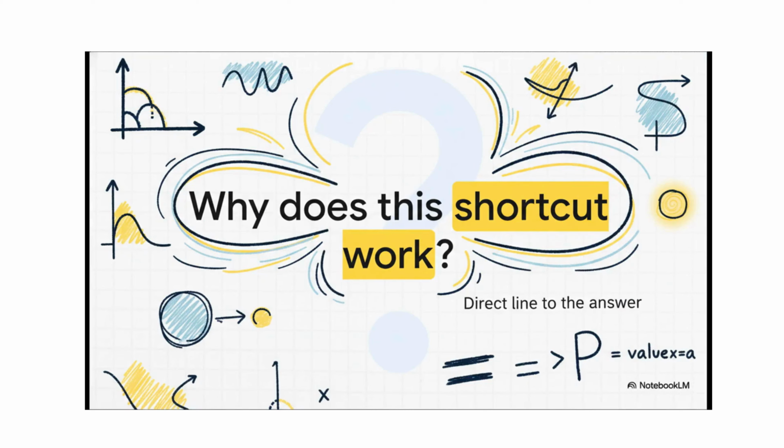But why on earth does this little magic trick work? Well, think about it like this. Any polynomial, f of x, can be written as the thing you're dividing by, x minus a, times some answer, plus whatever is left over, the remainder. Now, what happens if you plug a in for x? That whole first part, a minus a times the answer, just becomes 0. So all you're left with is the remainder, which means f of a is the remainder.